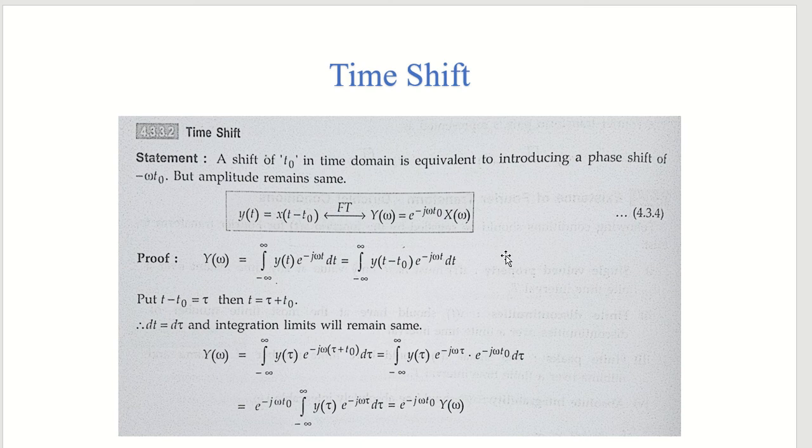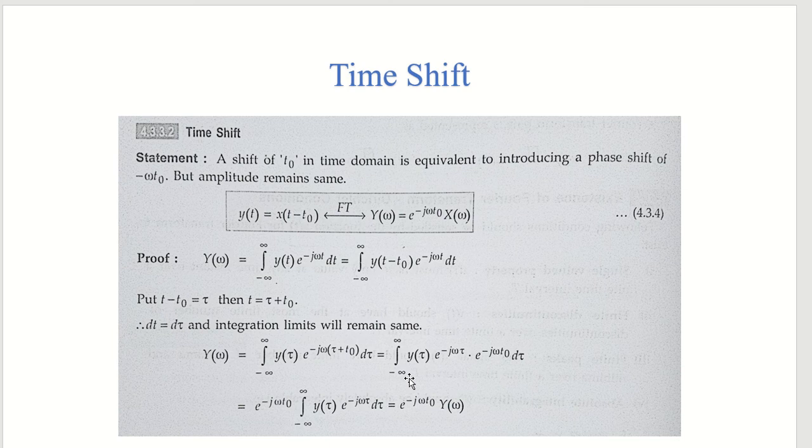So instead of t minus t0, we put tau, and instead of this t, we put tau plus t0, okay. And instead of dt we will get d tau, because whenever you take the differentiation of this term, dt will be equal to d tau. Which of course will be equal to integral from minus infinity to infinity y of tau e raised to minus j omega tau into e raised to minus j omega t0. So we simply separated both of the values, and then we have d tau.